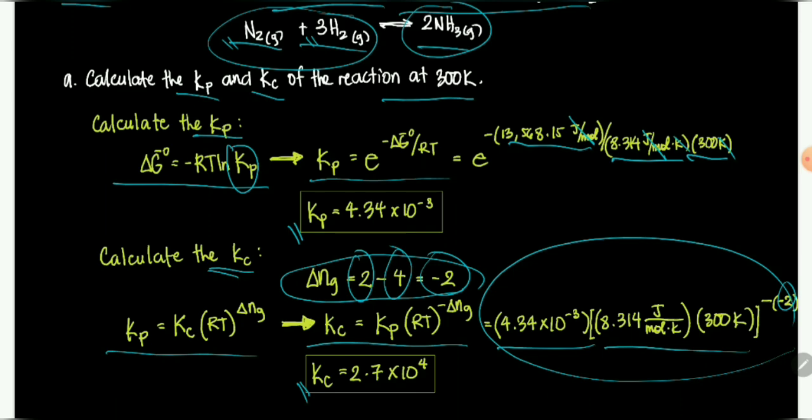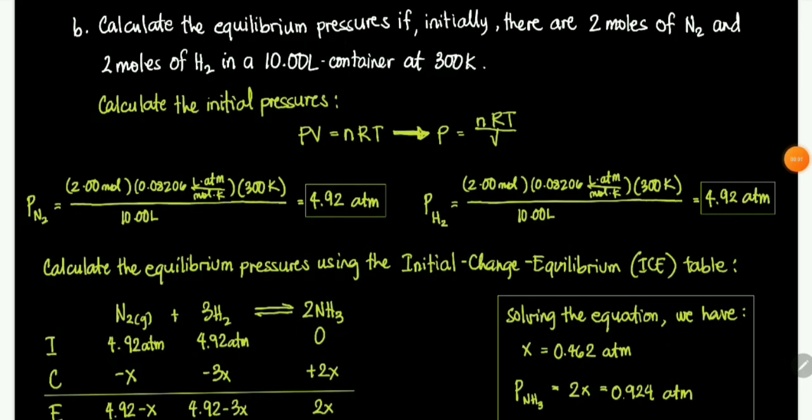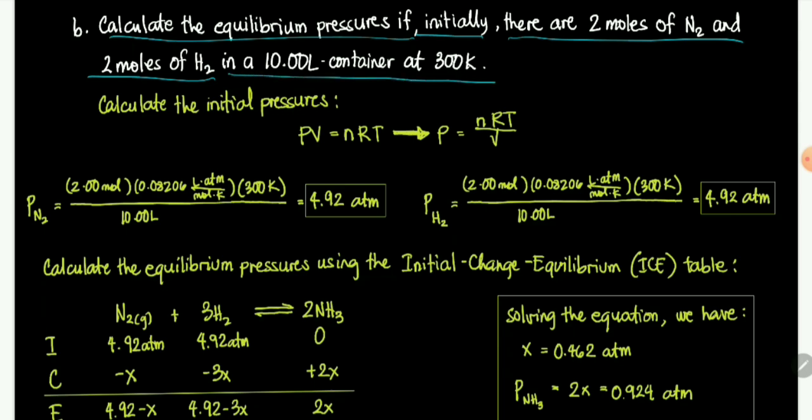Okay? So for the next part, calculate the equilibrium pressures if initially there are 2 moles of nitrogen gas and 2 moles of hydrogen gas in a 10-liter container at 300 Kelvin. So for the first step, let's calculate the initial pressures. So gagamitin natin yung ideal gas equation, PV is equal to nRT.